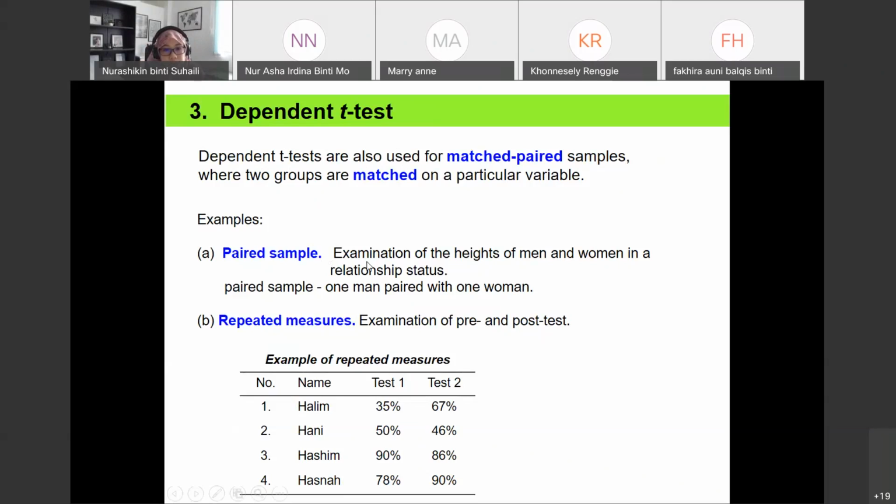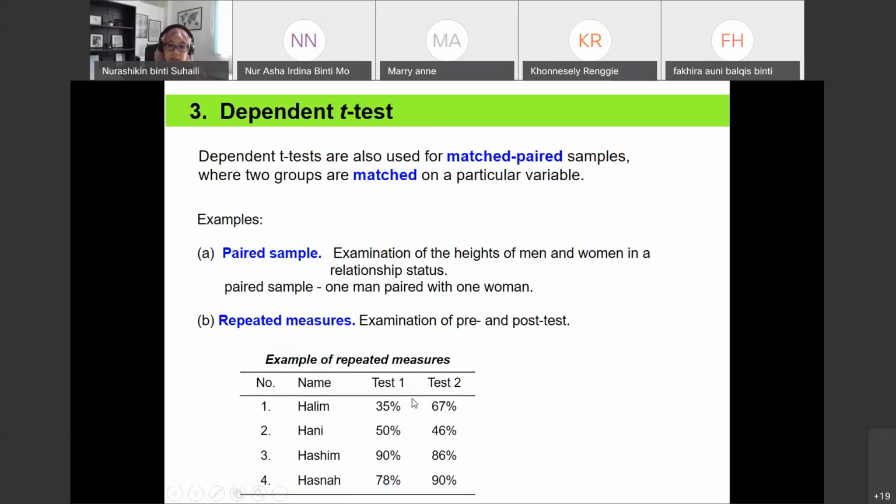Paired samples, for example, examination of the hearts of men and women in a relationship status. Okay, it means that it's needed to pair one man and one woman. That's why it's paired. Okay, repeated measures, examination of pre and post test. This is what I said just now. The same person, the same group of people. Okay, they are measured twice.